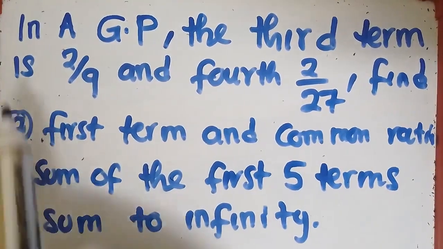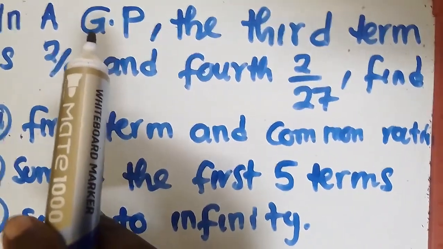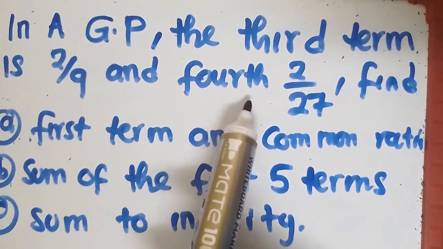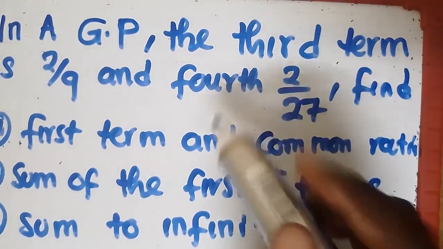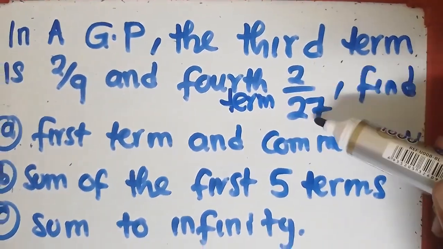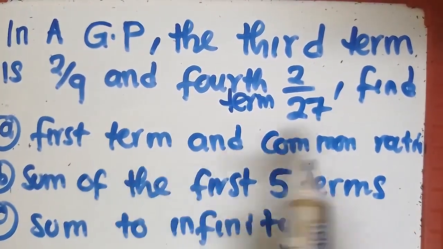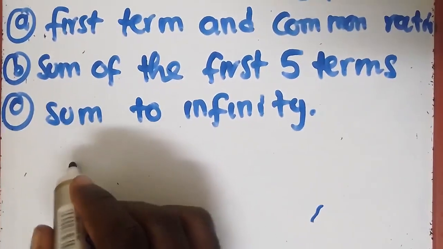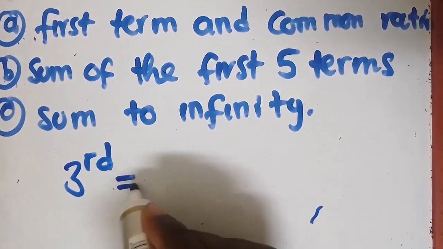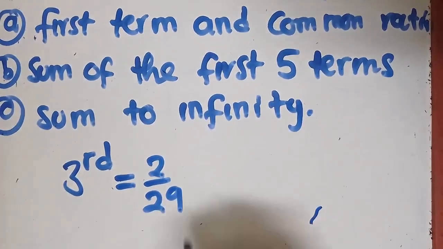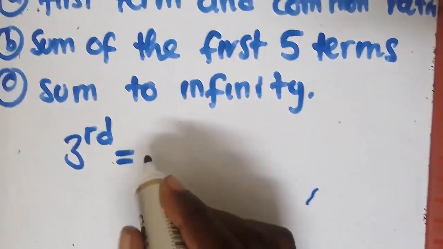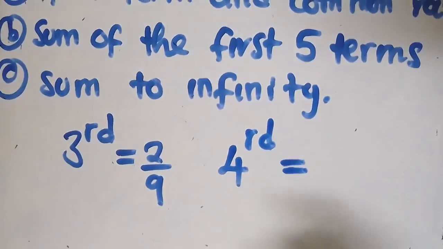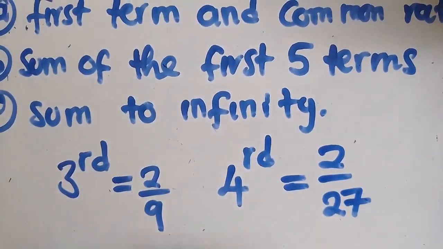It is saying, in a GP, you know that it is a geometric progression, the third term is 2/9, and the fourth term is 2/27. Find the first term and common ratio. So what data are we given? We are given the third term, which is 2/9. Then we are given the fourth term, which is 2/27. This is the data that we are given.